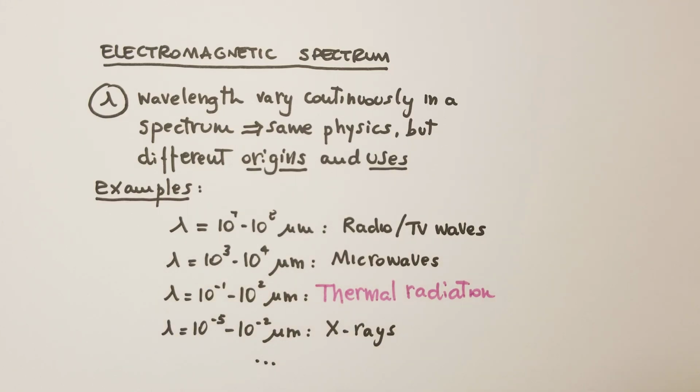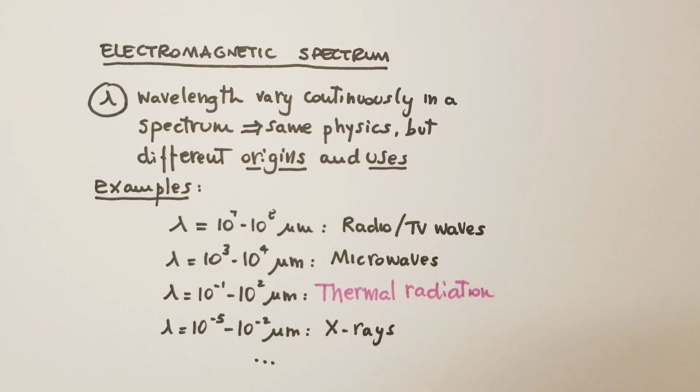Instead, electromagnetic waves with a wavelength in this range, so 10 to the 3 or 10 to the 4 microns, are microwaves. And the range that is of interest for us is the range of wavelengths of waves that transfer thermal radiation. That's for wavelengths between 10 to the minus 1 and 10 to the 2 microns, whereas X-rays have a wavelength between 10 to the minus 5 and 10 to the minus 2 microns.